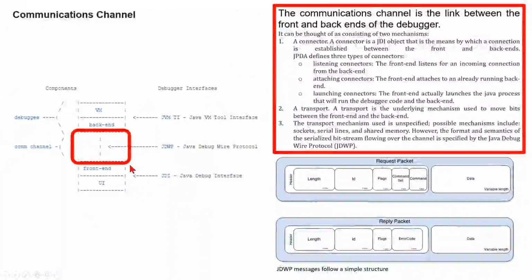The communications channel is the link between the front end and back end of the debugger. It can be thought of as consisting of two mechanisms. One, a connector. A connector is a JDI object that is the means by which a connection is established between the front and back ends. JPDA defines three types of connectors.